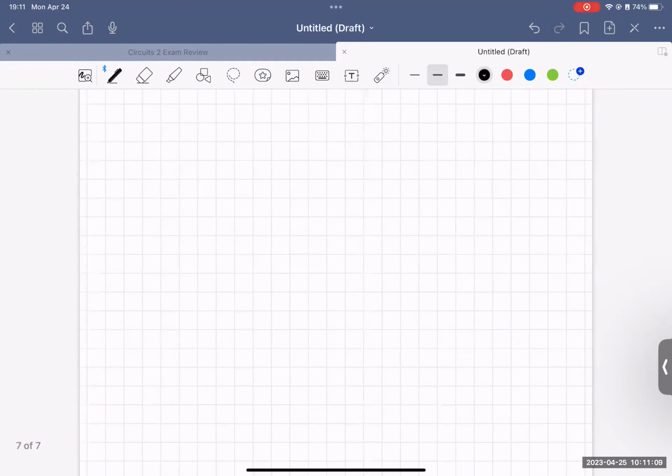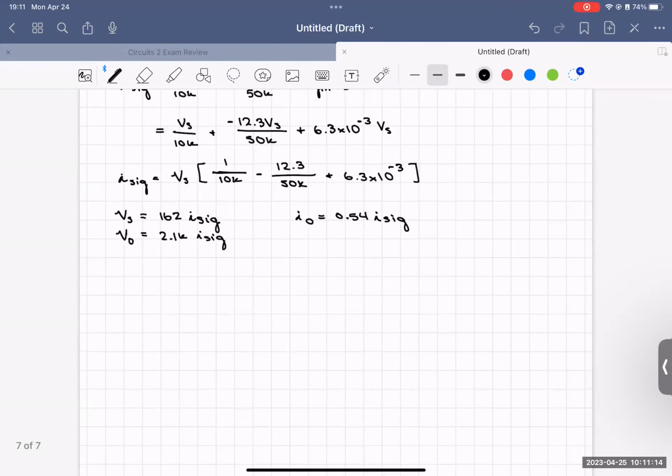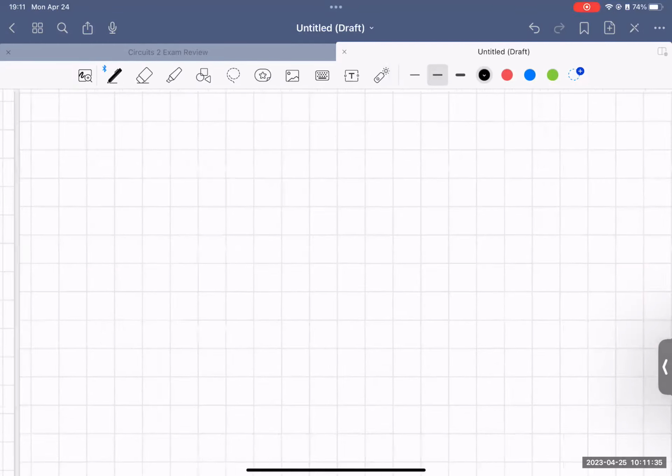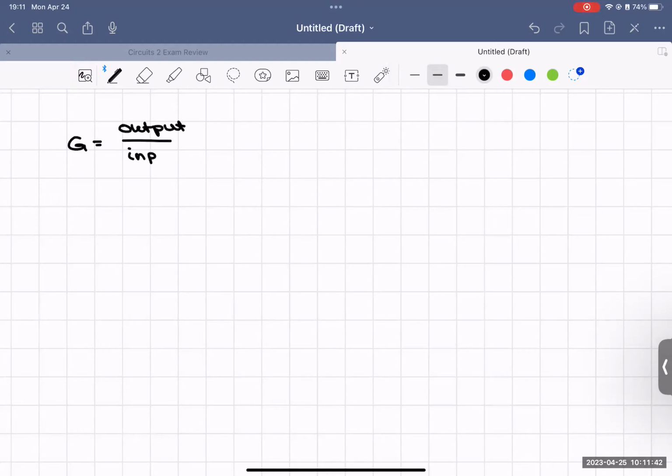I have a question. So you were trying to get gain on that first step, right? No, so this question actually asked for something different. Well, yeah, sorry. The gain is, yes, it is correct. Sorry, my bad. So you were just doing it based on current, like IO and iSig? Yeah, because gain is the ratio of output to input. It doesn't have to be voltage.